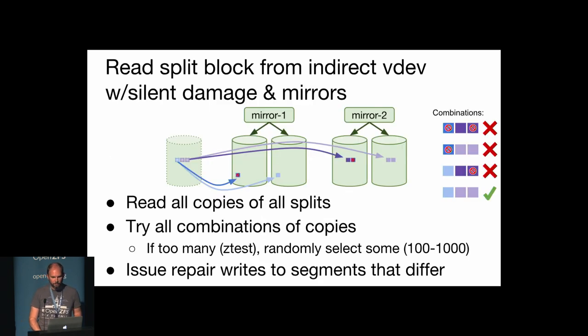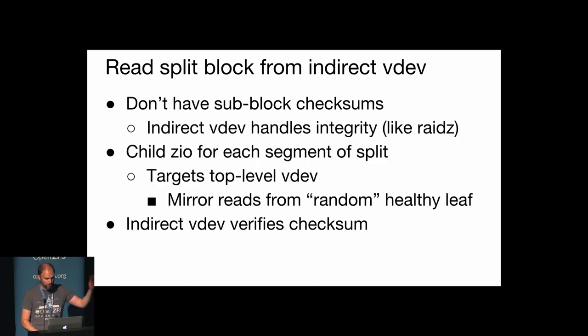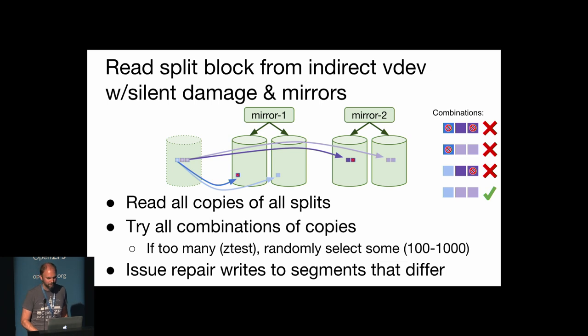But what if you have split blocks and you're reading from an indirect VDEV, you have split blocks, and you have mirrors, and you have silent damage? In this example, I said we read from a healthy leaf, and then we get the correct data, and the checksum is correct. But what if the checksum is not correct? We still want to be able to handle the cases where there's silent damage and the disk says, here's the data, and it's not actually the data.